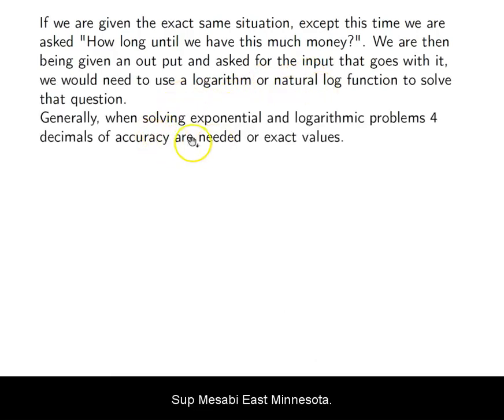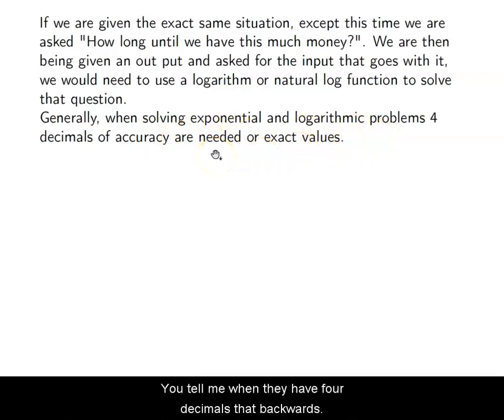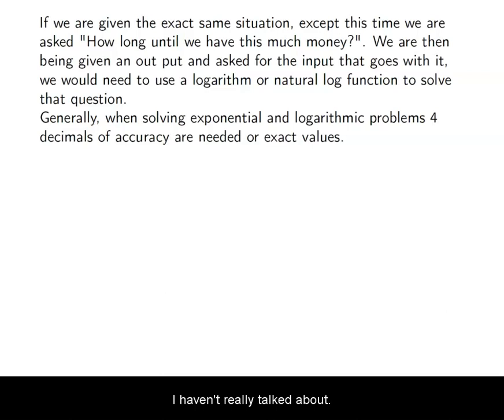So when we're solving exponential and logarithmic problems, we generally want to have 4 decimals of accuracy. Okay. If I want more decimals of accuracy, then I'll say. If I want less decimal points of accuracy, then I'll say that. 4 decimal places of accuracy means you have your decimal point and then 4 numbers after. Okay. I haven't really talked about error, round off error yet in this video series, but in my pre-calculus at the beginning we talk about error a lot.